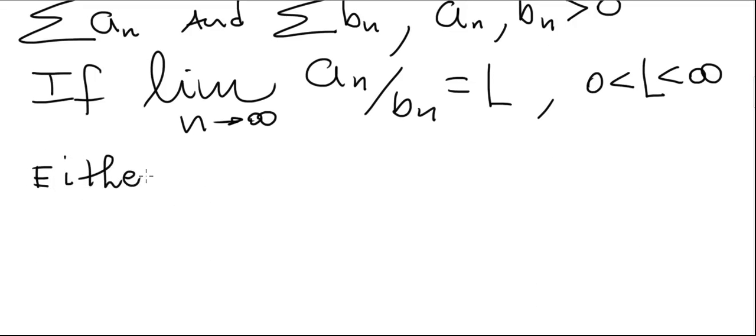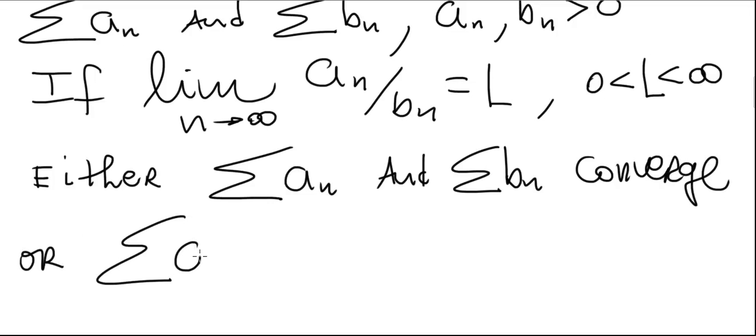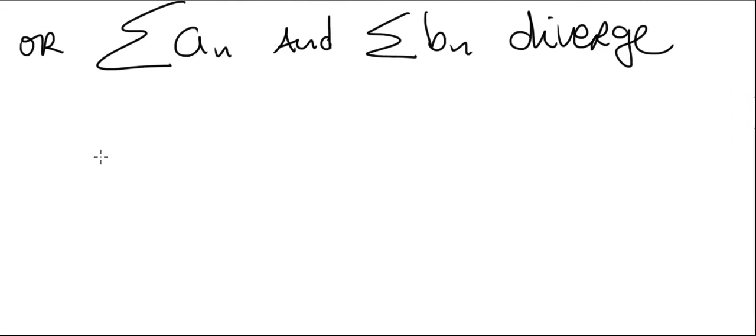Either the a sub n series and the b sub n series both converge, or the a sub n series and b sub n series both diverge. Now what cannot happen is the a sub n series converging and b sub n diverging, and vice versa. So let's return to the problem.